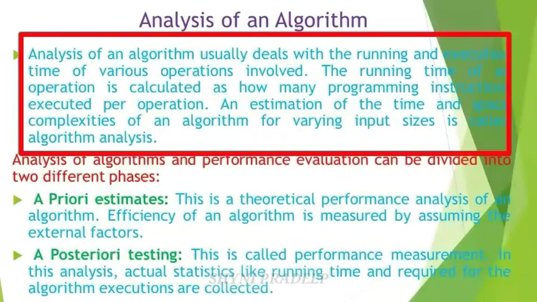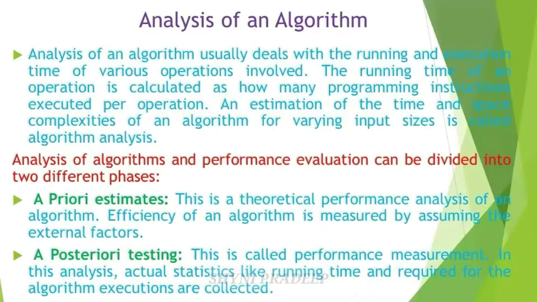Next, let us see about analysis of algorithm. This analysis defines how many programming instructions are executed per operation, so it deals with the running and execution time of operations. The analysis of algorithm can be calculated as how many programming instructions are executed per operation. That is called analysis of algorithm. This analysis is divided into two different phases. What are they? A priori estimate and a posteriori estimate.